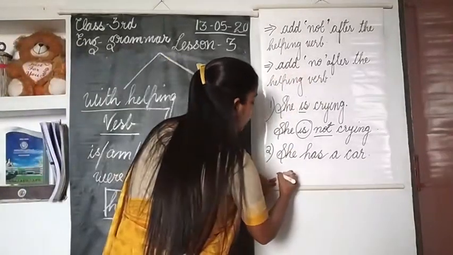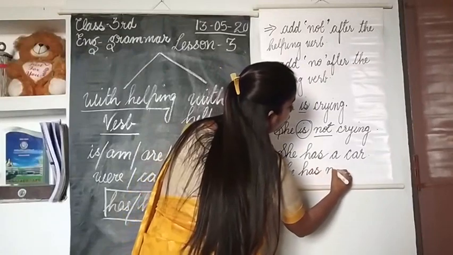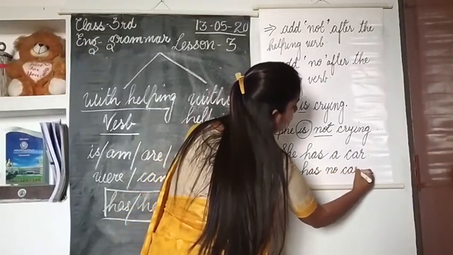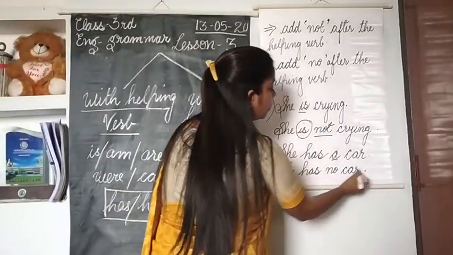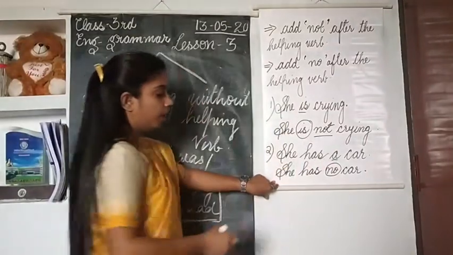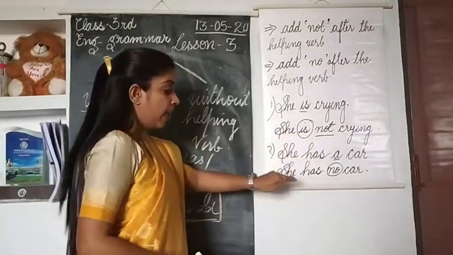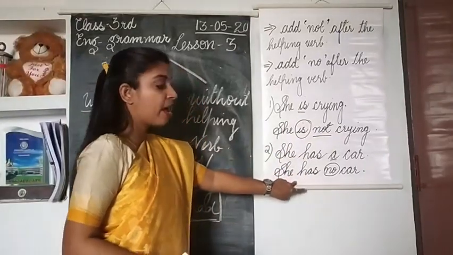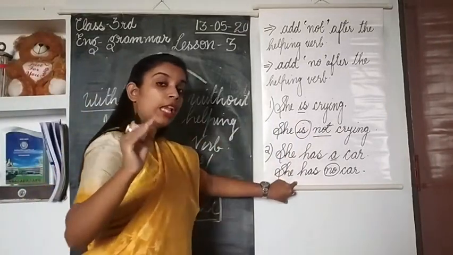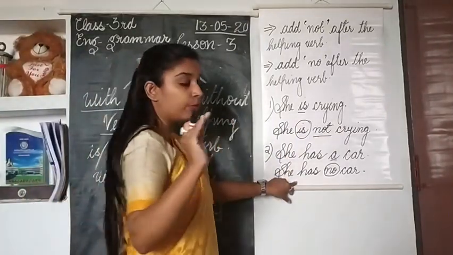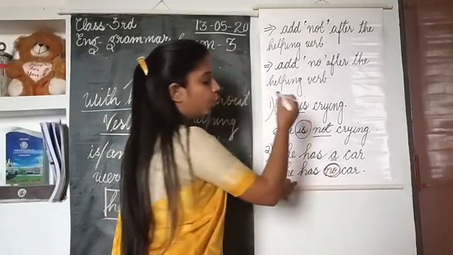So what will be the negative of the sentence? She has no car. This article also will be eliminated when you are changing it into a negative sentence and using this word no here. Here you have seen that is was present, so we have used not. And since has, have and had show possession, if these three helping verbs are present in an affirmative sentence, you will make it negative by adding this word no.